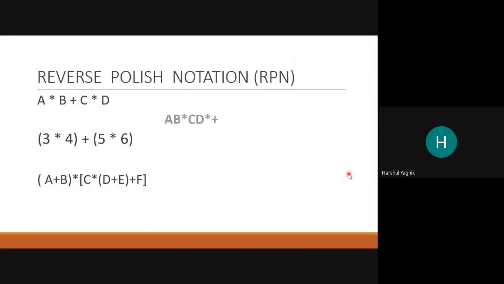Let us see some more examples. The first one is A and B plus C and D. So what is its reverse Polish notation? AB multiplication, CD multiplication, and then addition. Similarly, 3 into 4 plus 5 into 6. So 3, 4 multiplication, 5, 6 multiplication, addition.